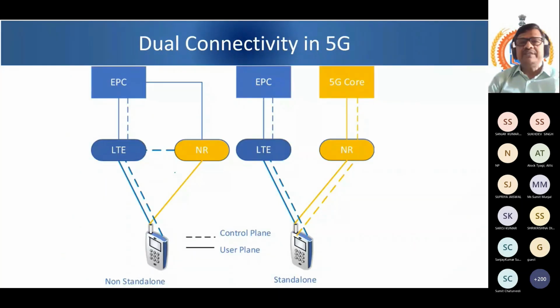There is a concept of dual connectivity in 5G. That means whether you have an SA network or an NSA network, this example is the NSA network, and this example is of an SA network, your device, your 5G phone, can connect to both 5G radio and 4G radio in both SA and NSA mode.